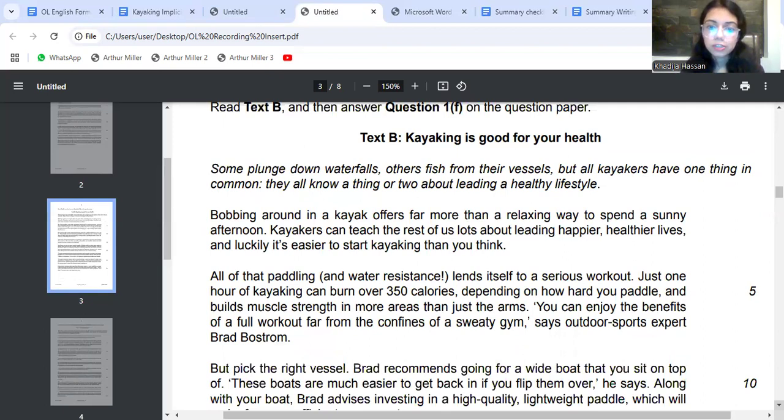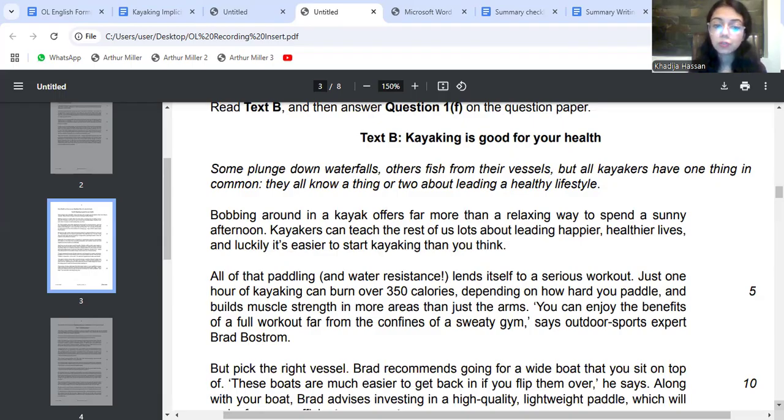Some plunge down waterfalls, others fish from their vessels, but all kayakers have one thing in common. They all know a thing or two about leading a healthy lifestyle. Bobbing around in a kayak offers far more than a relaxing way to spend a sunny afternoon. Kayakers can teach the rest of us lots about leading happier, healthier lives. And luckily, it's easier to start kayaking than you think. All of that paddling and water resistance lends itself to a serious workout. Just 1 hour of kayaking can burn over 350 calories, depending on how hard you paddle, and builds muscle strength in more areas than just the arms.